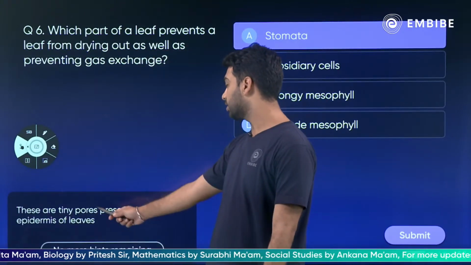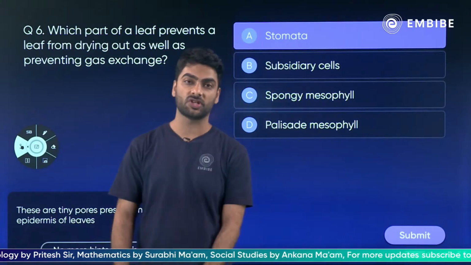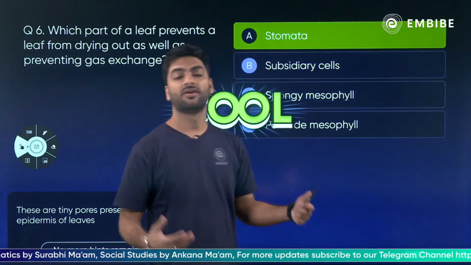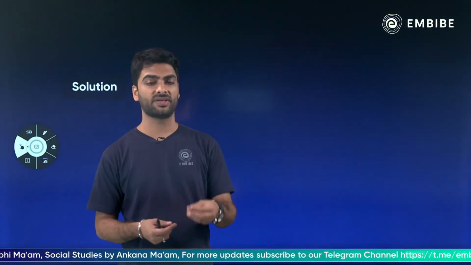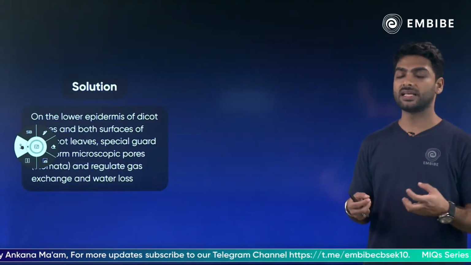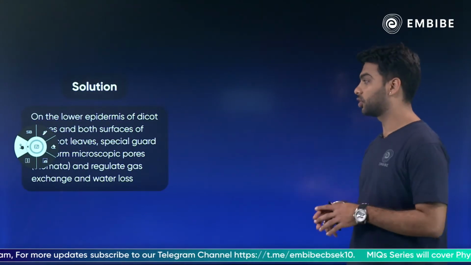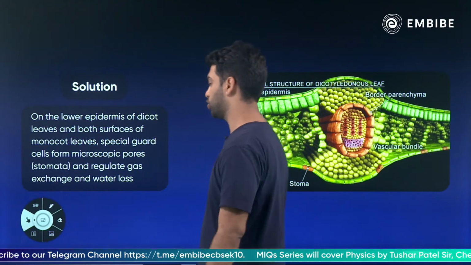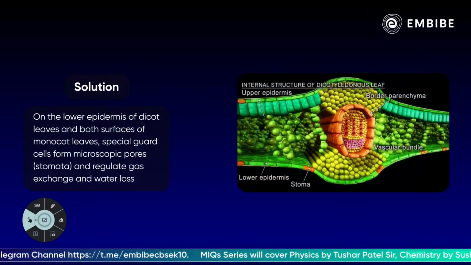The hint is they are tiny pores present on the epidermis of the leaf. So I think Aditya and Mannat and Simran, you are right. Very good. It is stomata that prevents the leaf from drying out as well as prevents the exchange of gases. So when the guard cells are completely full, the stomatal pore is closed and that prevents the plant from drying out as well as exchange of gases. On the lower epidermis of dicot and both surfaces of monocot, there are special guard cells forming microscopic pores and regulate gas exchange and water loss. So that is your stomata.